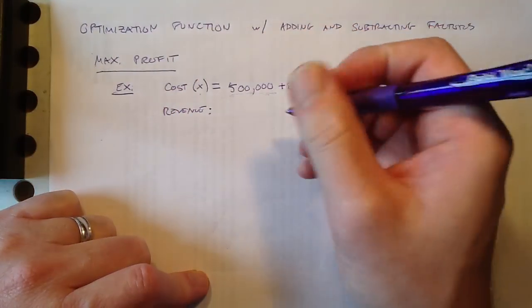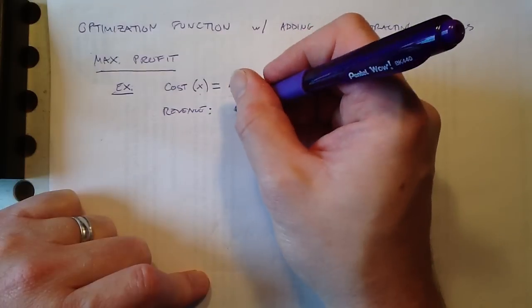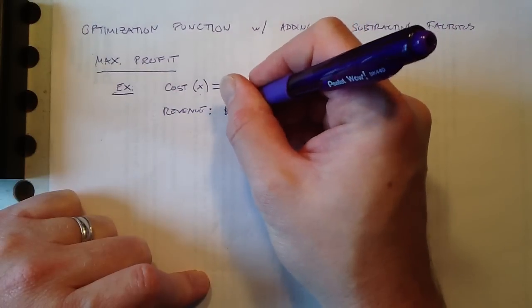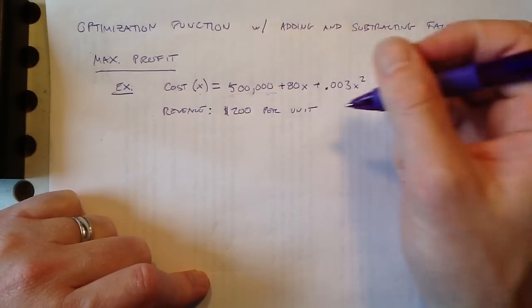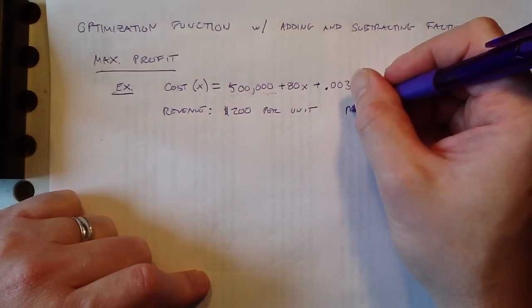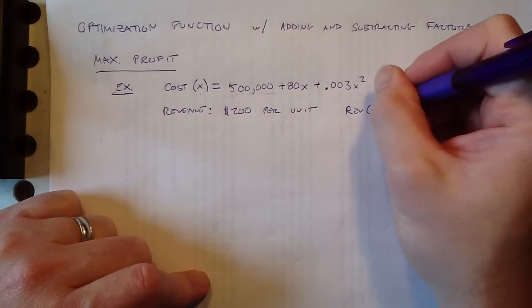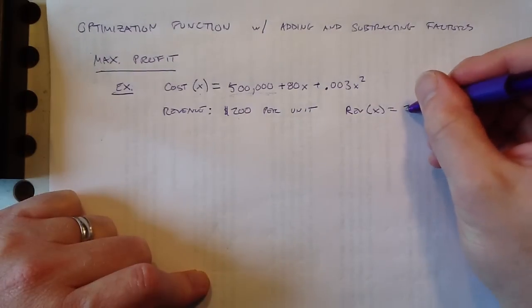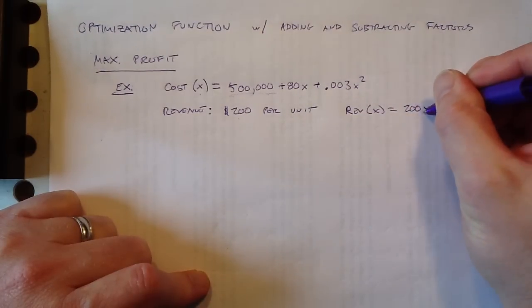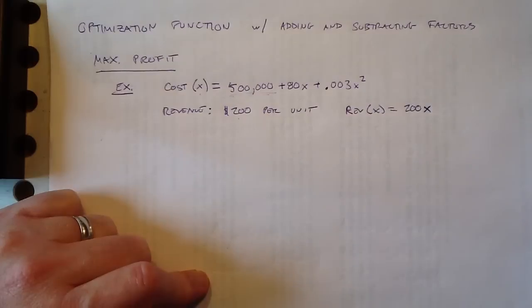And maybe the revenue is described like this. We sell things at $200 per unit, right? So that means, what would our revenue function be? Well, if we're charging $200 per unit, then we're bringing in $200 for every x, right? So 200x would be our revenue function.